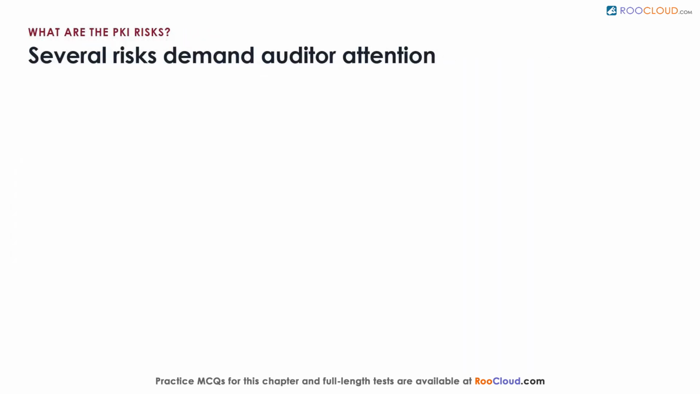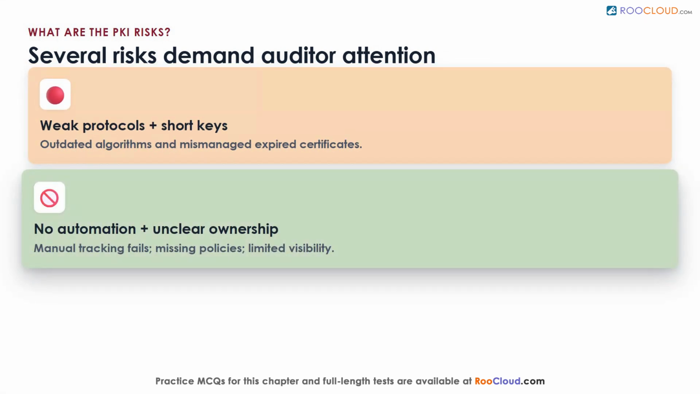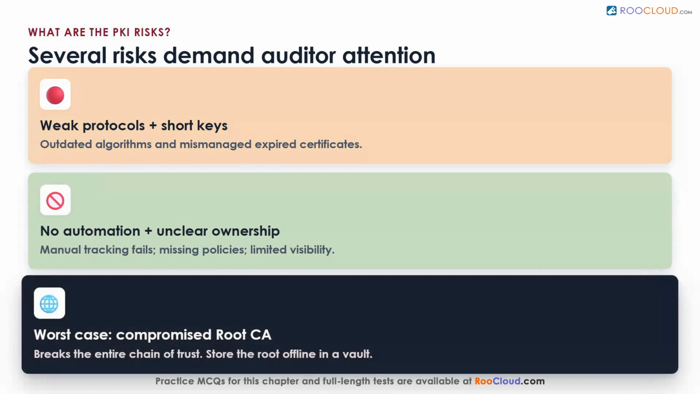What risks come with public key infrastructure? Quite a few. Outdated protocols and weak keys that are too short. Mismanaged certificates that expire and cause outages. A lack of automation, leaving teams to track everything by hand. Unclear ownership and missing policies. Limited visibility, where rogue certificates hide unseen.